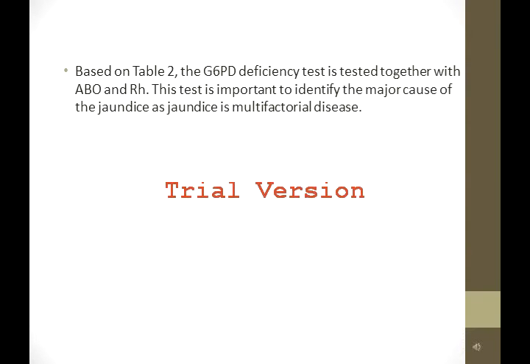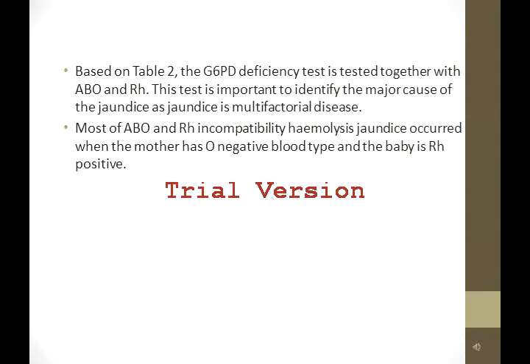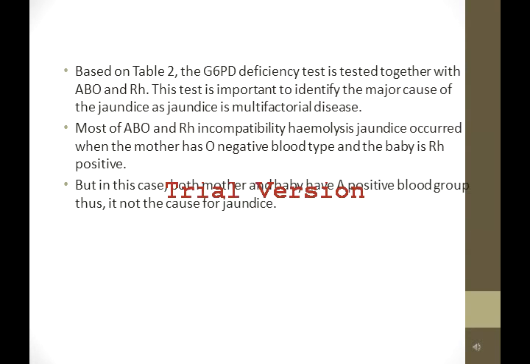Based on table 2, the G6PD deficiency test is tested together with ABO and rhesus. This test is important to identify the major cause of jaundice, as jaundice is a multifactorial disease. Most ABO and rhesus incompatibility hemolytic jaundice occurs when the mother has O negative blood and the baby is rhesus positive. But in this case, both mother and baby have an A positive blood group, thus it is not the main cause of jaundice.